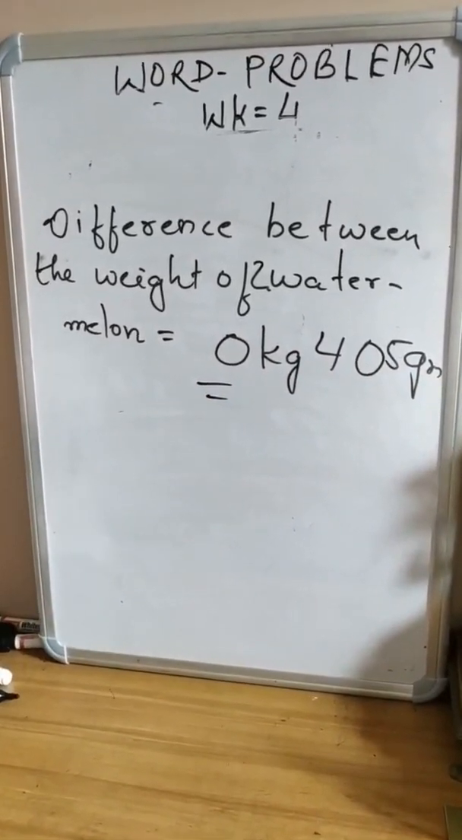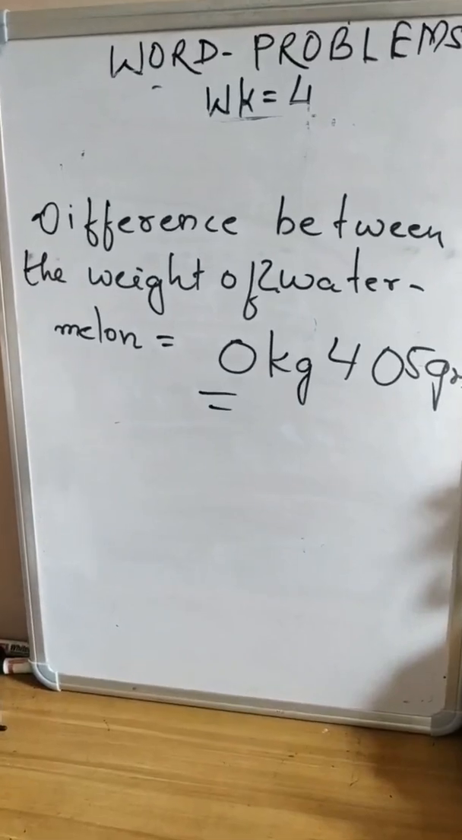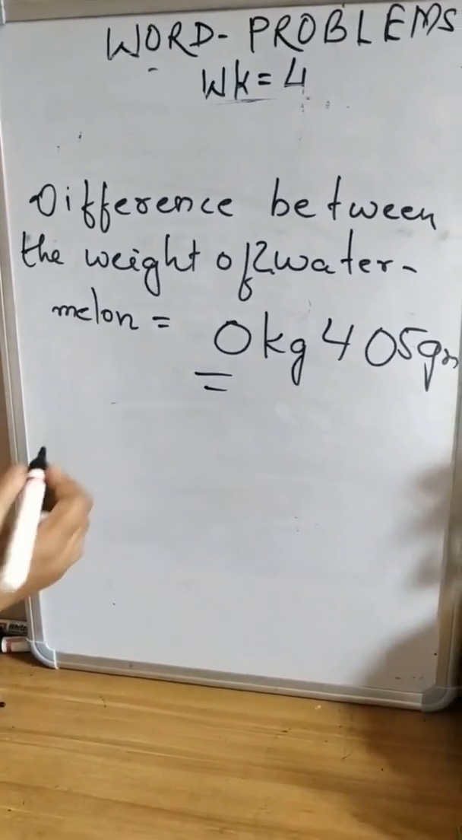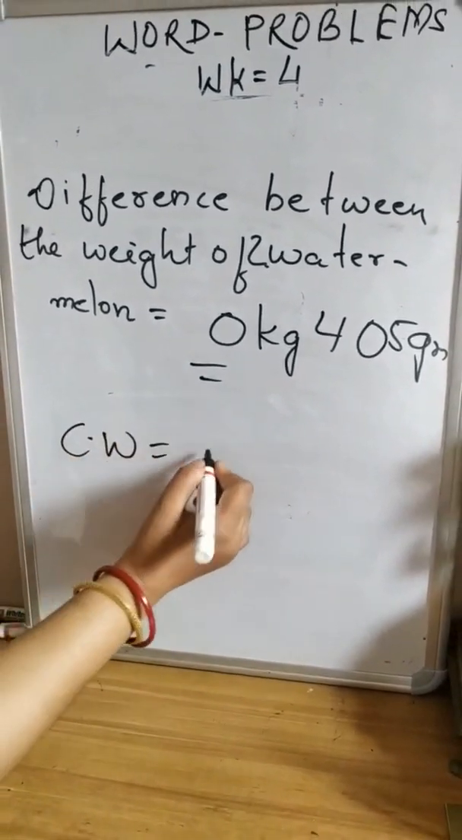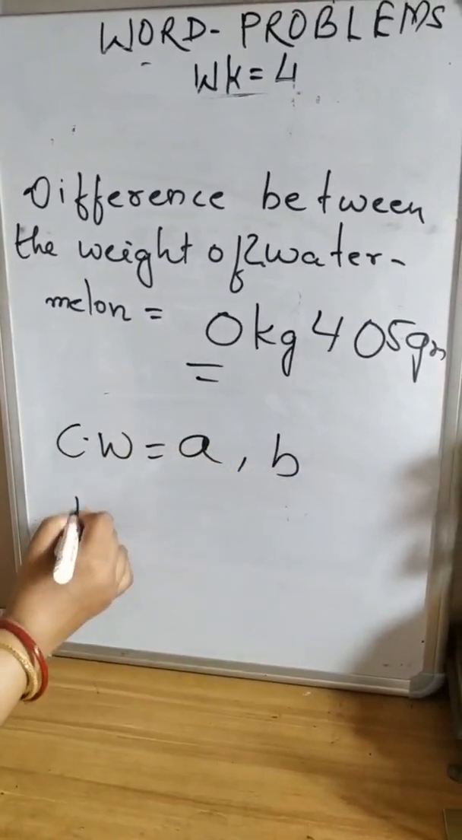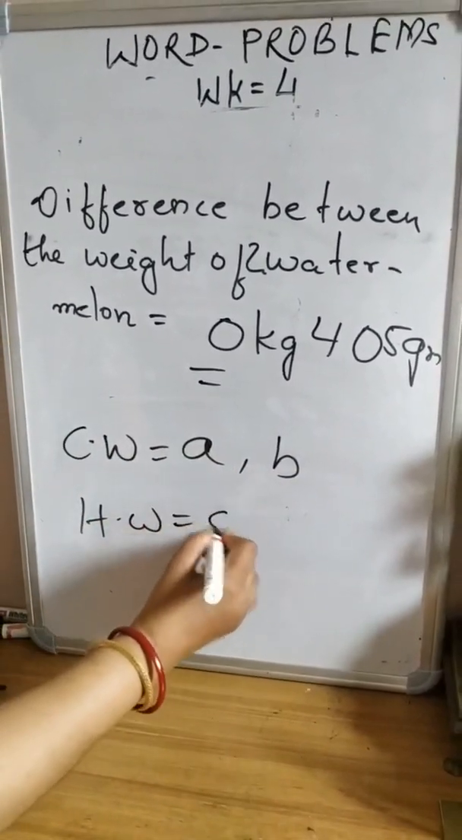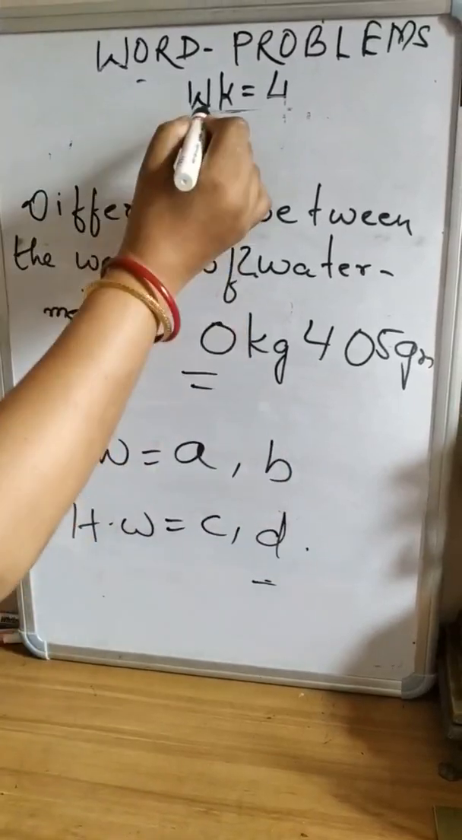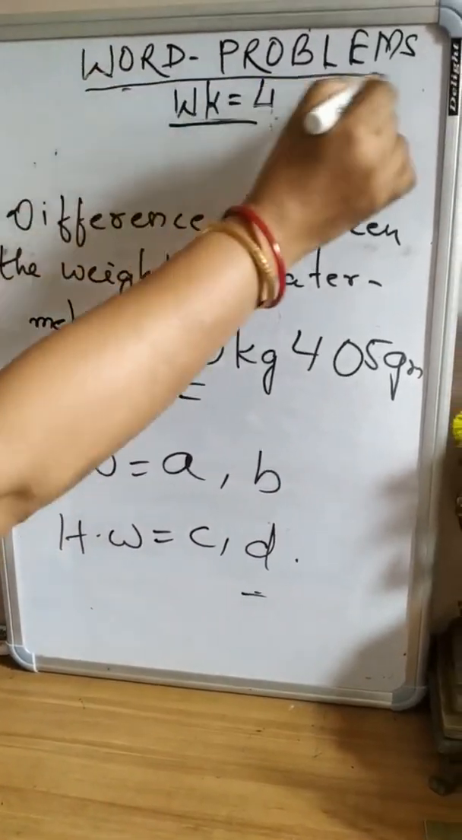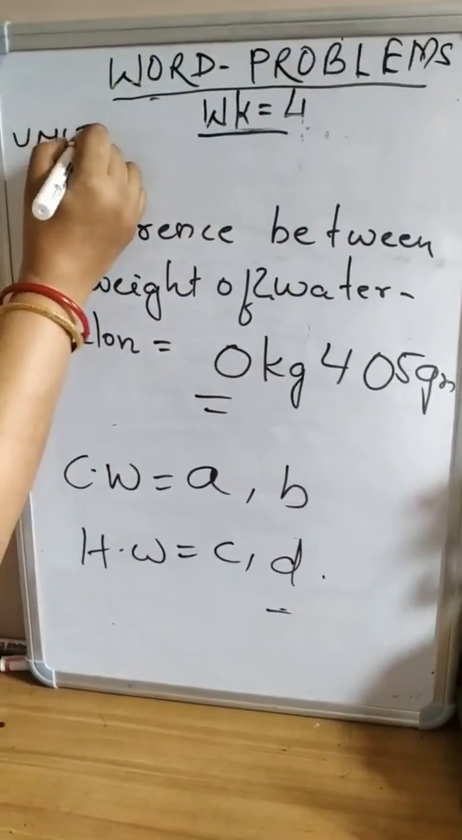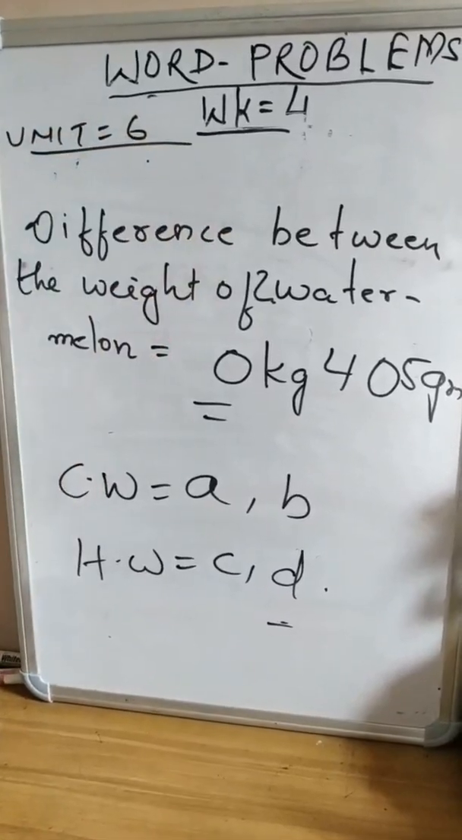So in this way, children, you have to do this word problem. So what is your assignment? Classwork is you have to do A and B, and homework you have to do C and D of worksheet number 4, word problem, unit number 6. This is your today's assignment.